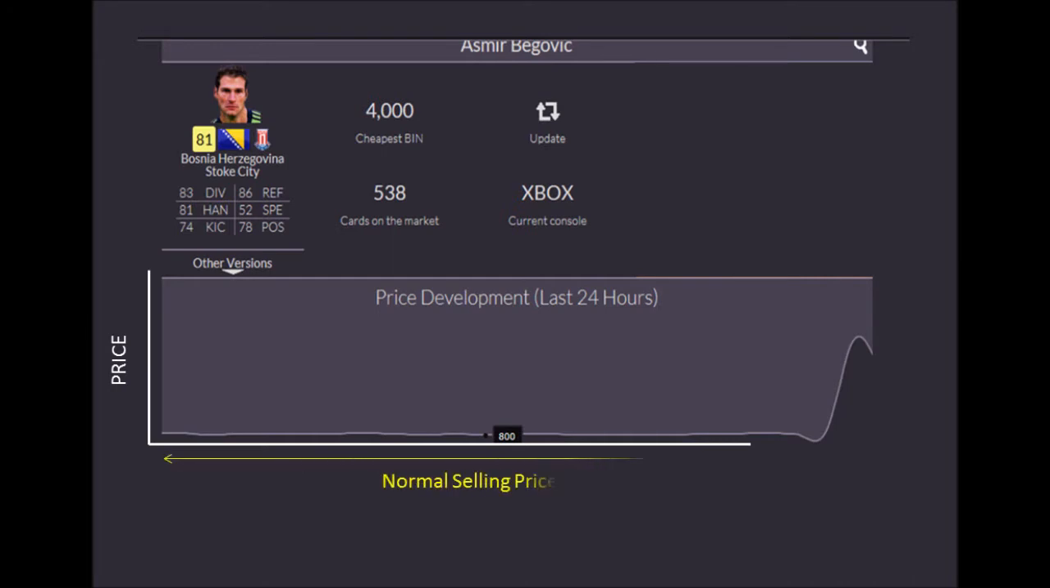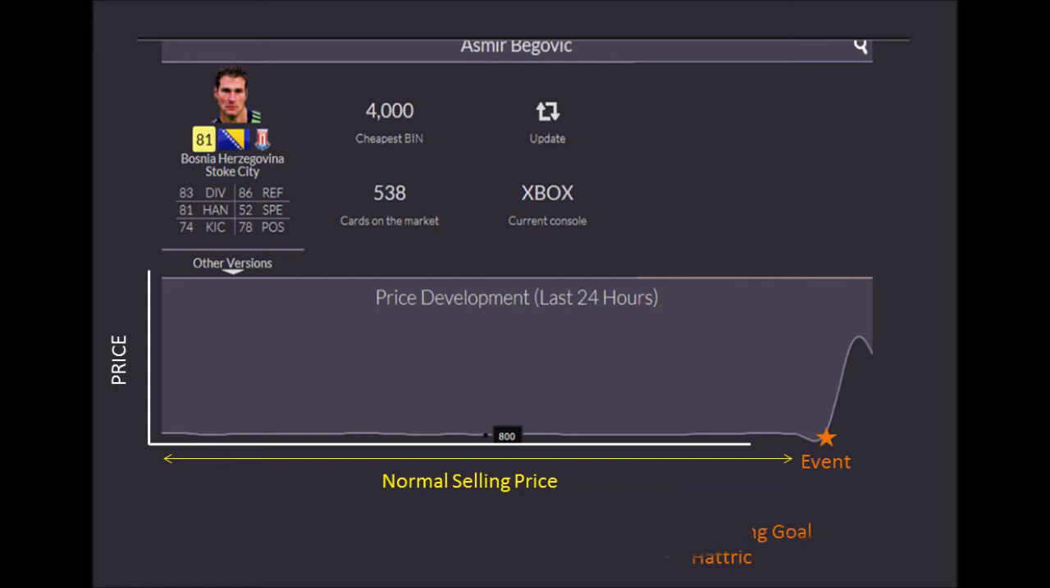The average selling price, or the normal selling price, is the price the player was selling for before the event actually happened. And I think you can see there's 800 coins just in the middle. That's around about the line that's representing that. So he was going for around 800 coins.